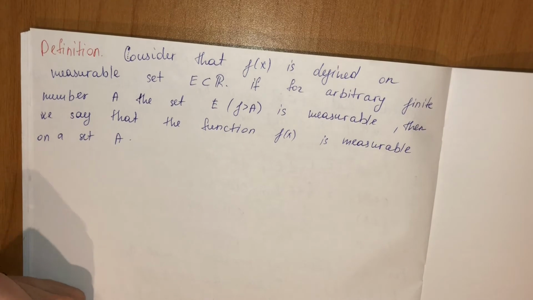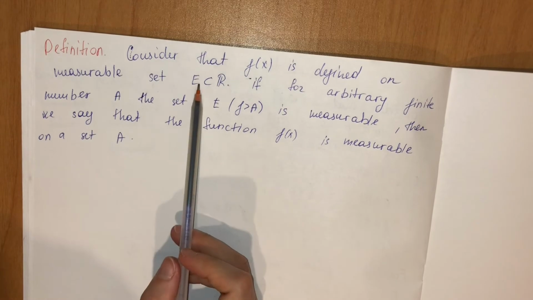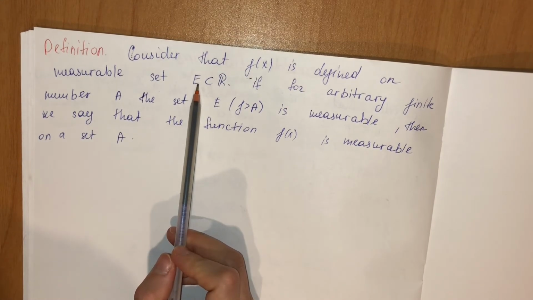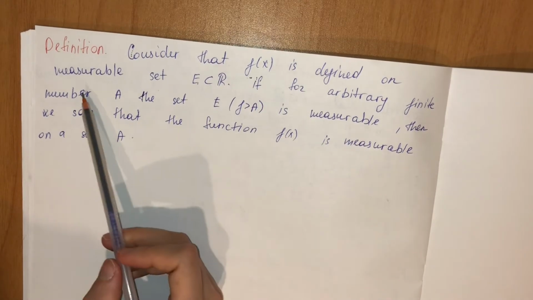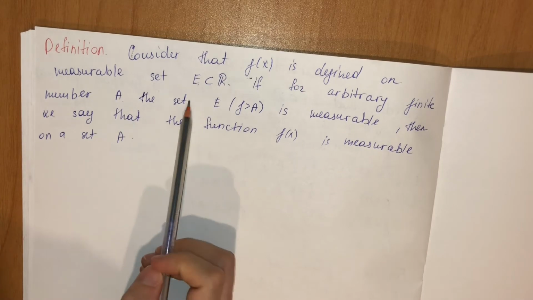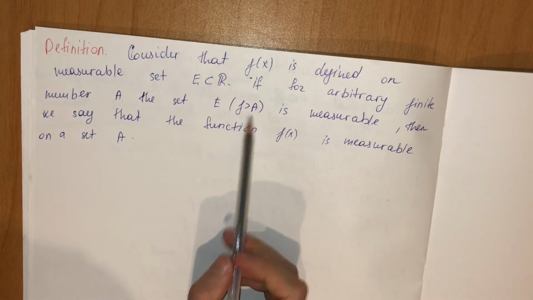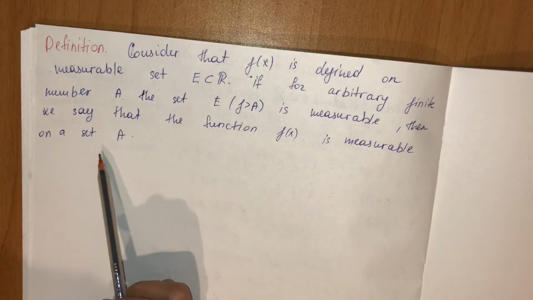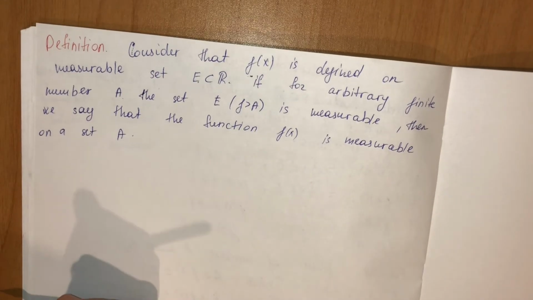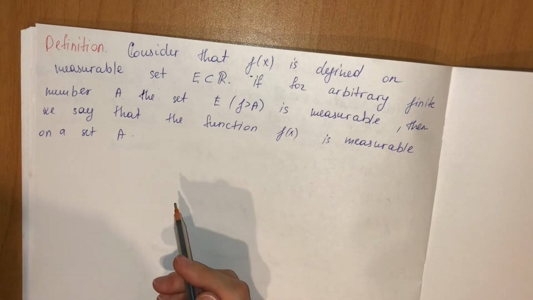Let me give the definition. Consider that f(x) is defined on a measurable set E, that is a subset of R. If for arbitrary finite number A, the set E(f > A) is measurable, then we say that the function f(x) is measurable on the set E. From this definition, we can easily see that a function defined on a set of zero measure is also measurable.